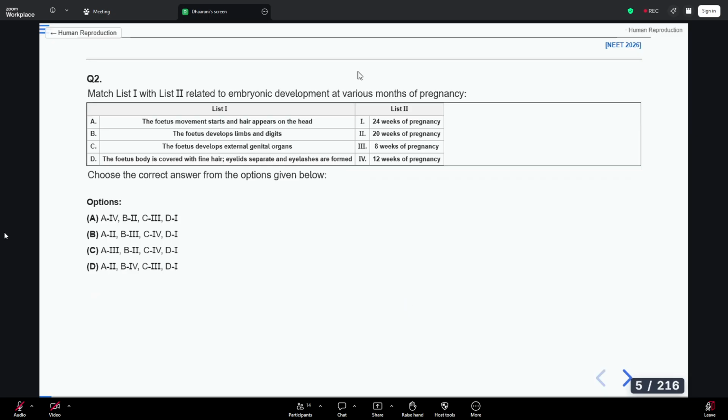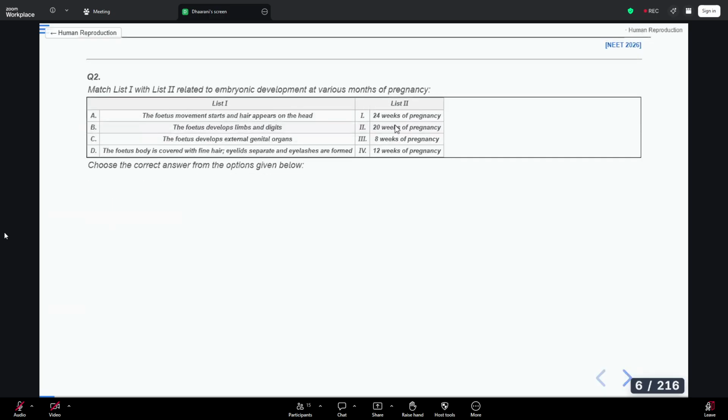Option B: fetus movement starts and hair appears on the head, in the 20th week of pregnancy. The fetus develops limbs and digits at 8 weeks. The fetus develops external genital organs at 12 weeks. The fetus is covered with fine hair, eyelids separate, and eyelashes are formed at 24 weeks. Okay, option B is the correct answer.